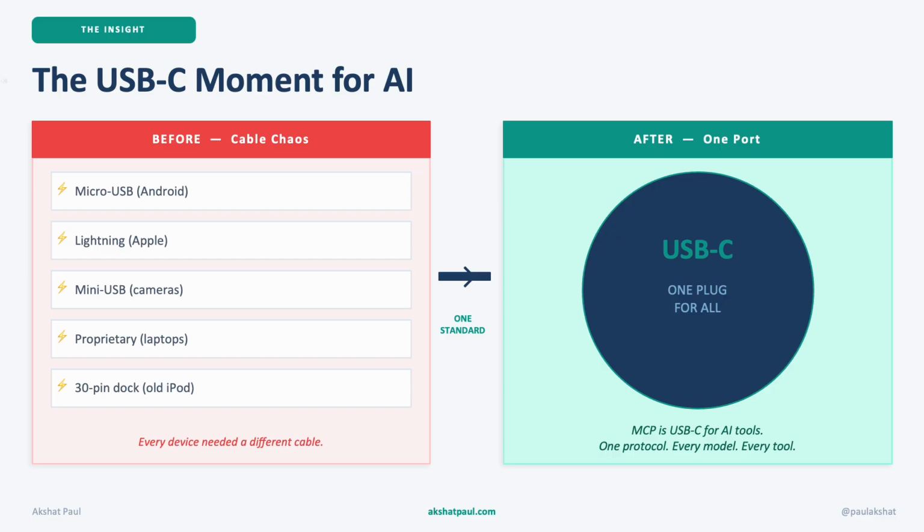Before MCP, every AI model had its own way of connecting to external tools: custom format, custom schema, custom auth, the AI equivalent of that drawer full of cables. MCP says, here is the contract. If you're a tool, implement this server spec once. If you're an AI model, implement this client spec once, and everything just works together. One protocol, every model, every tool. That's the insight, and it's simple enough to fit on a USB-C port.